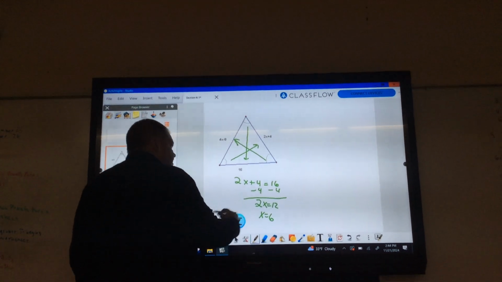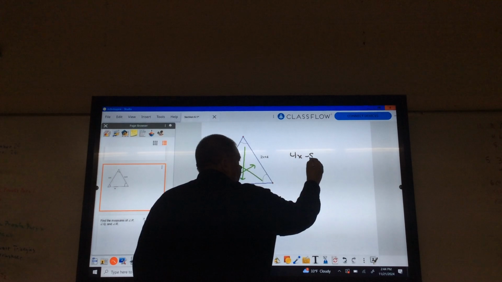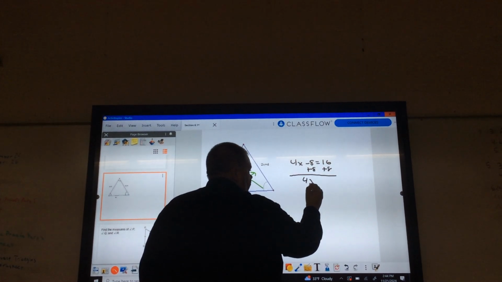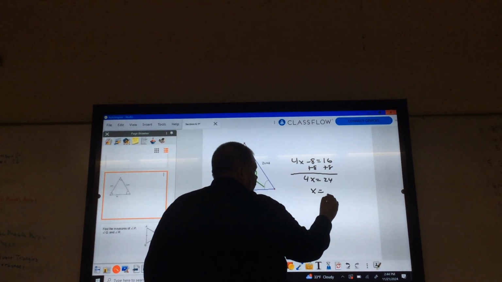But I could also have said that 4x minus 8 equaled 16. Again, I'm going to add the 8 to both sides. So 4x is 24. My value for x was 6.